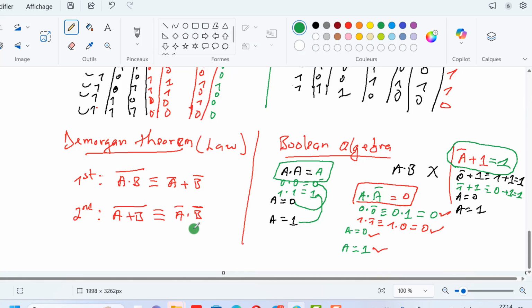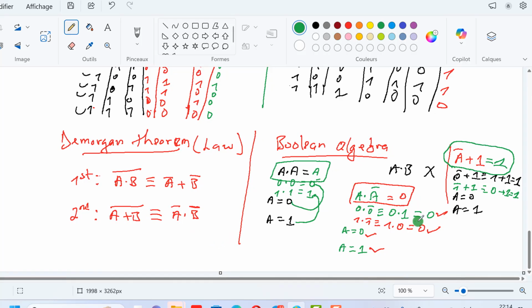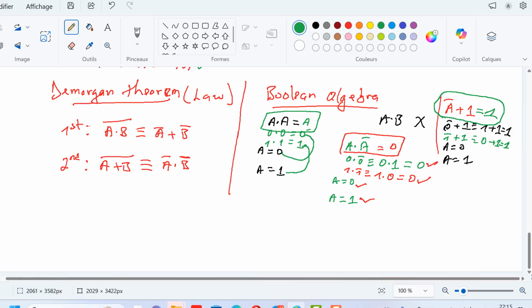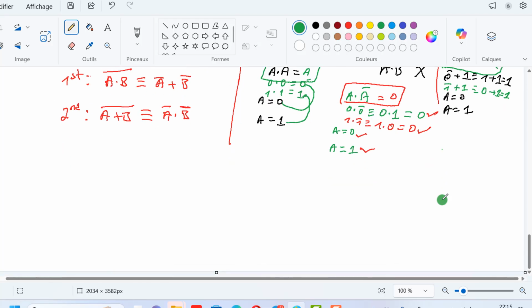So before we go to exercises, any question here? Any question? Are you okay on how Boolean algebra works? Yes, sir. Fine. So knowing this is very important. Now let us go to questions.